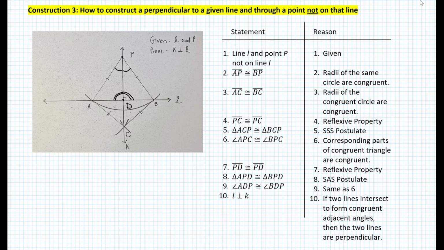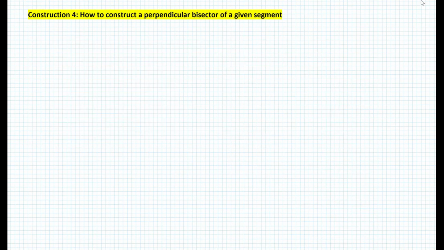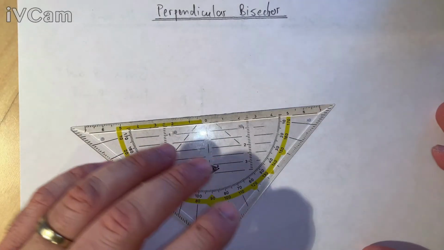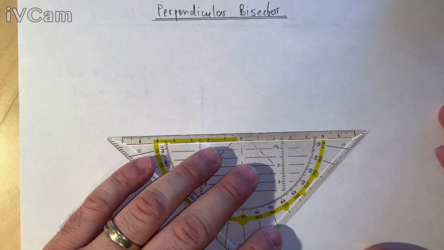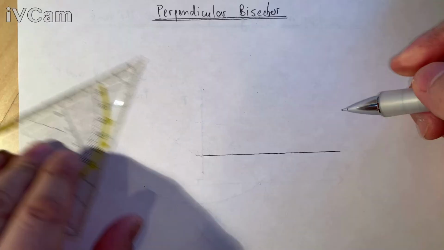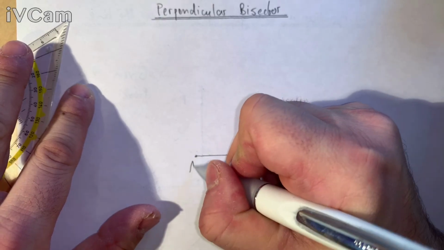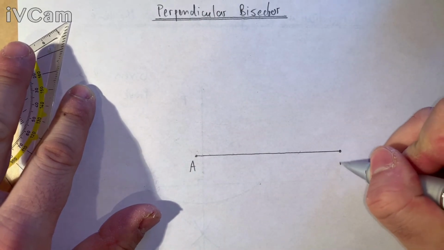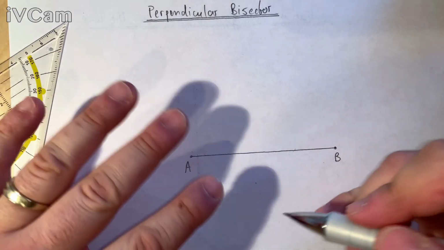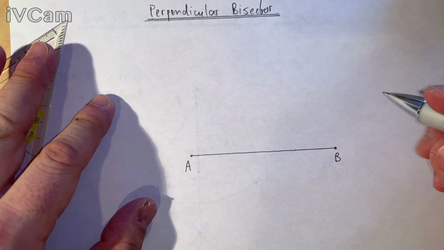So now let's look at our final construction. Let's see how to construct a perpendicular bisector of a given segment. So let's watch the video. Finally, we want to construct a perpendicular bisector of a segment. So first, let's draw a segment and call the endpoints A and B. Our goal here is to draw a perpendicular line that bisects the segment at its midpoint.